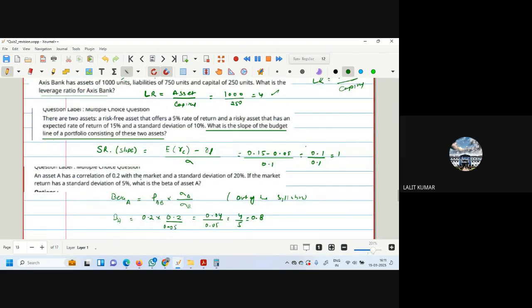The next question is: there are two assets, a risk-free asset that offers a 5% return and a risky asset that has an expected return of 15% and a standard deviation of 10%. What is the slope of the budget line of a portfolio consisting of these two assets? So this slope which is there is nothing but the Sharpe ratio.